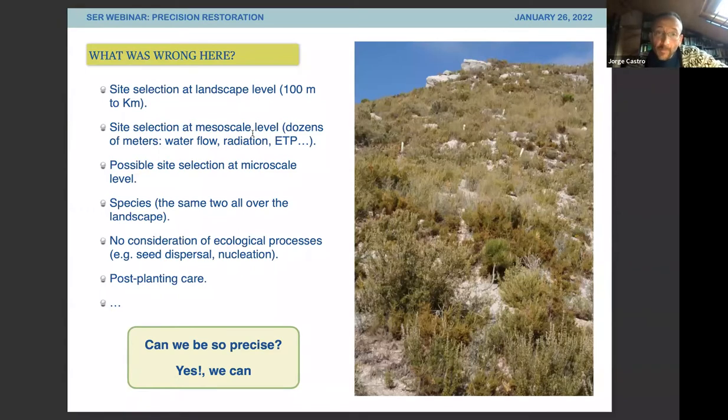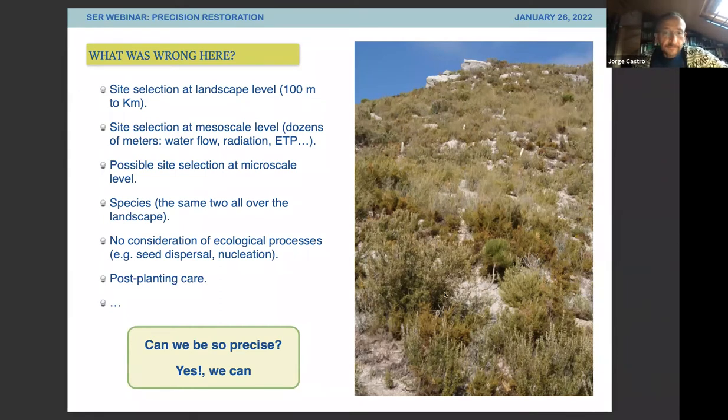Site selection also at a mesoscale. Probably even the pine can't support this hill. Probably we have to go to slopes with a lower steepness or something like that, okay? So we have to select much better the micro environment, even the micro habitat. And we can do this today with many, many possibilities. For example, remote sensing. We can have maps of productivity, habitat suitability. We can map this very well today.